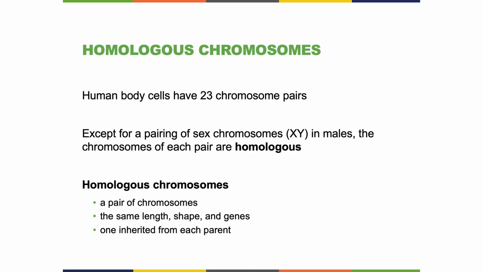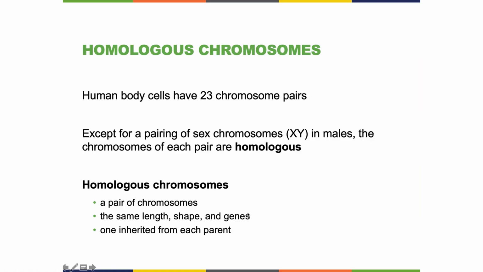Now, of those 23 pairs, 22 were homologous. And what that means, homo means the same, and logos refers to the location of the genes. And so of the 23 pairs, the first 22 have genes that code for the same characteristics in the same location on the same chromosomes. So the homologous chromosomes are the same length, they're the same shape, they have the same genes, or not necessarily the exact same genes. We'll talk about alleles in chapter 7. But again, one of these you got from the pair, one of them you got from each parent.